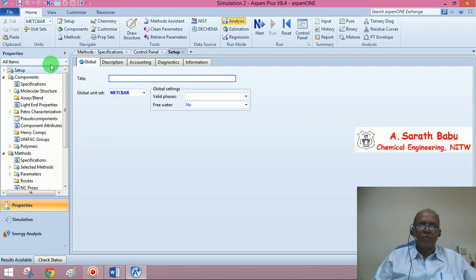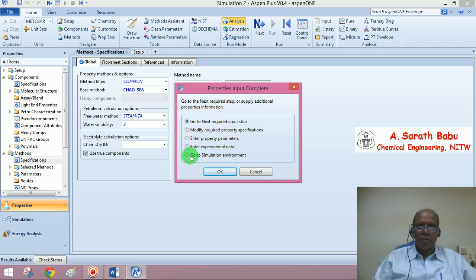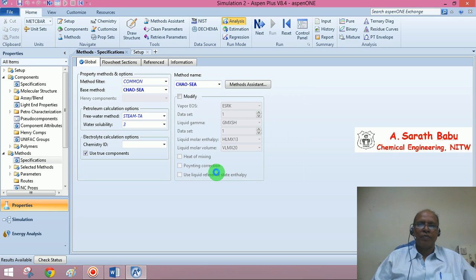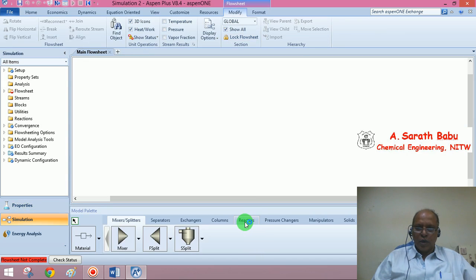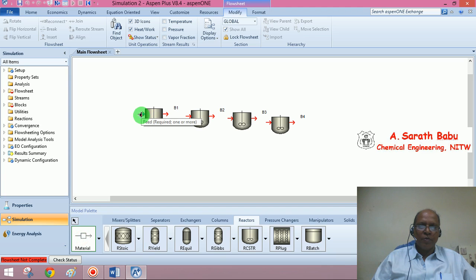Setup. Yeah, we have four CSTRs now connected in series. Now let us connect the input and output streams. Say next.